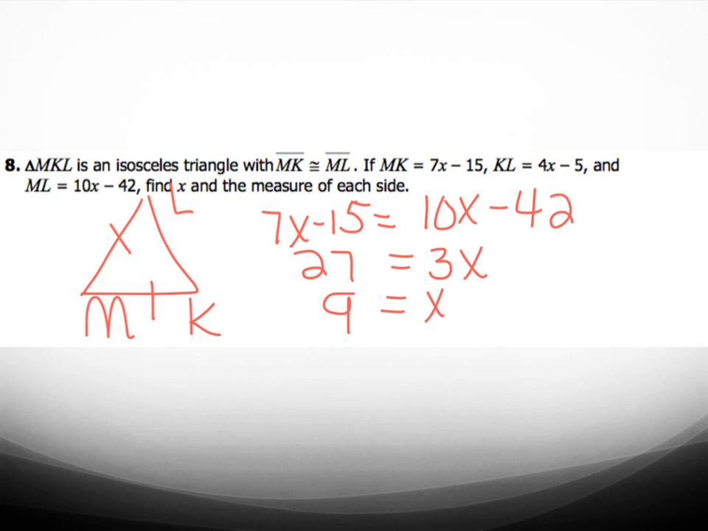Alright, so here we go. I set up my triangle. I marked the congruent sides with tick marks. I translated that to 7x minus 15, which was MK, and then 10x minus 42, which was ML. Solved it, and I got x is equal to 9. And then to find the measure of each side, the last thing you want to do is to go ahead and plug it back in.